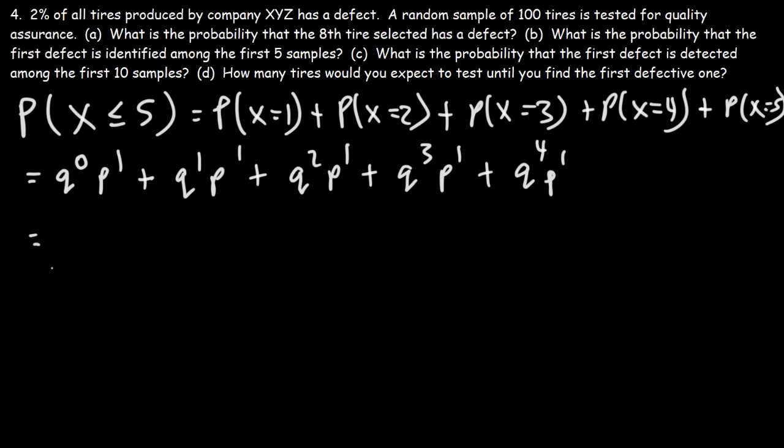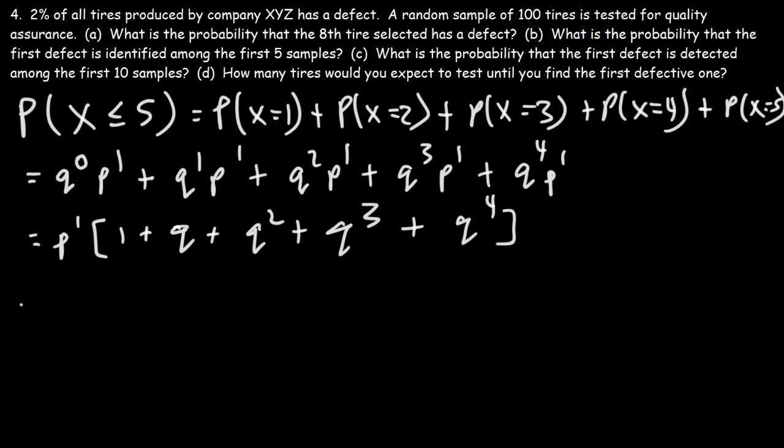So we already know what q is. q is equal to 0.98, and p is 0.02. Now, to make this easier, I'm going to factor out p, since it doesn't change. q to the first power is basically q, so I'm going to have 1 plus q plus q squared, plus q to the third, plus q to the fourth.